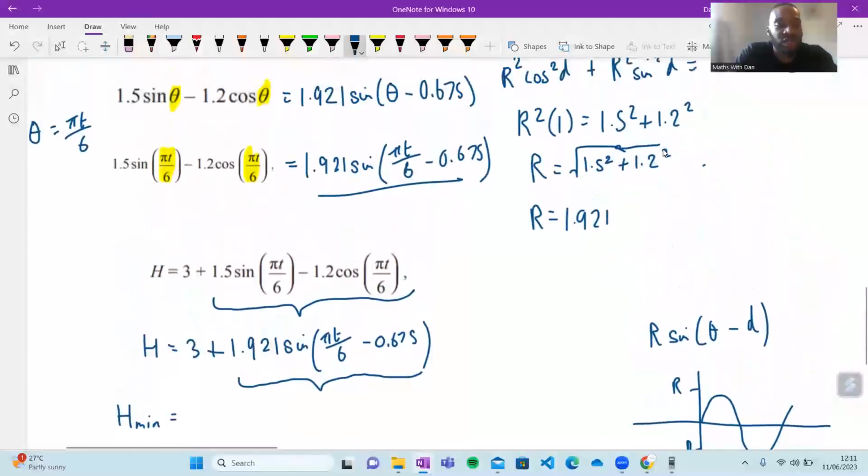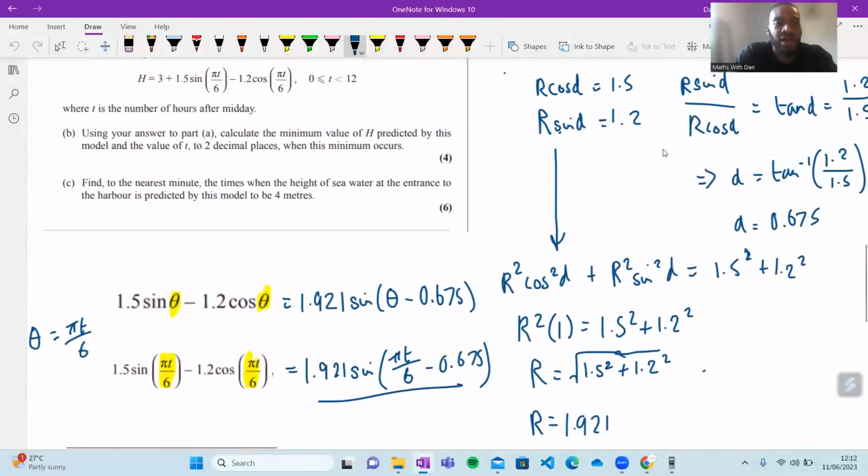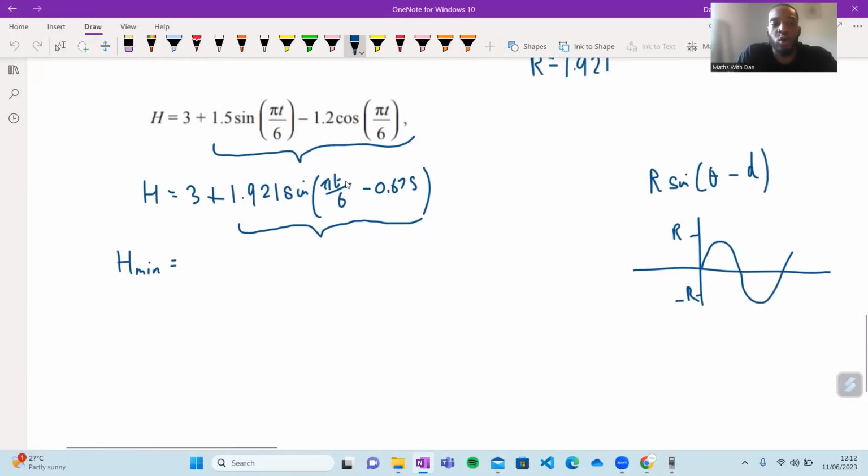So since they want, what was it? They want the minimum, right? Okay, yeah, they want the minimum. So looking at this here, I have 3 plus, and then I need the minimum of this entire thing here, right? Well, this entire thing, remember, will go from 1.921 and then down to minus 1.921 for sure. So therefore, I'm just going to have a minus 1.921.